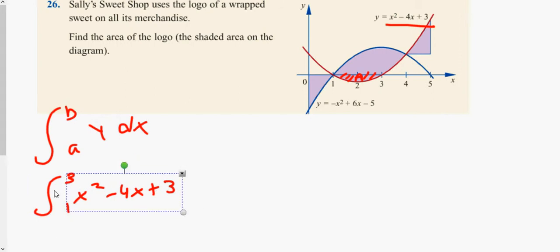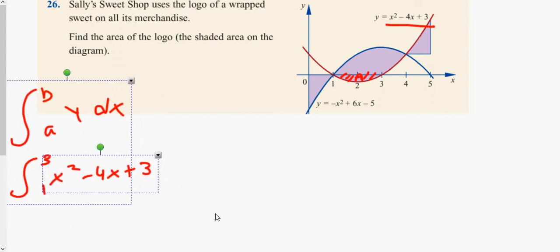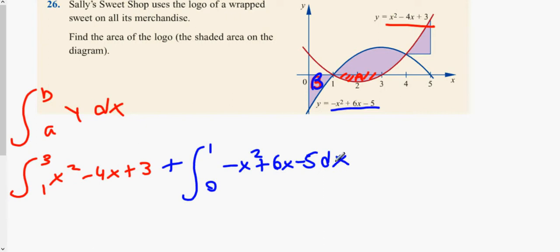So this here is area A. Okay, so now we'll find out what area B is. Area B, just this one here, is the area between the x-axis and the n-shaped graph, which is this function here. So it's going to be from 1 to 0, integrate minus x squared plus 6x minus 5 dx. Okay, and that's the next part.